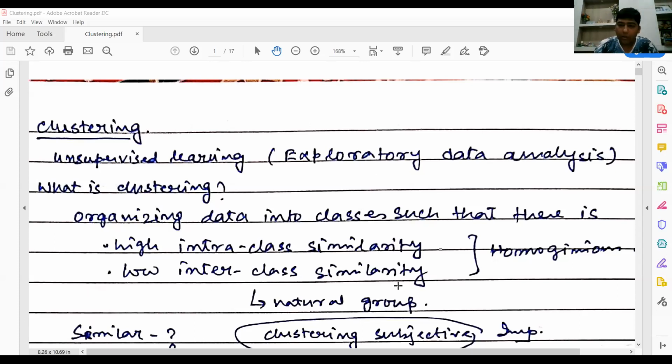Now the most important part is that clustering should be subjective. It is not by any virtual thing. This should be a subjective thing. I make it in a readable mode.